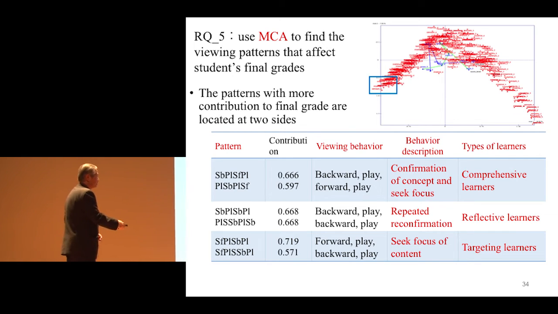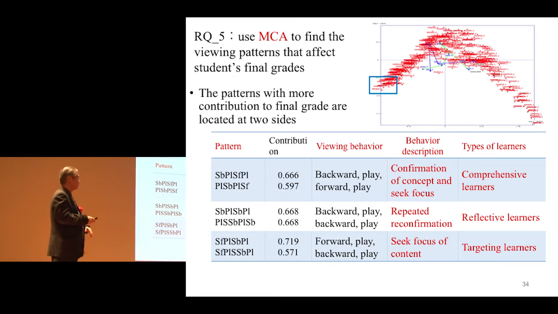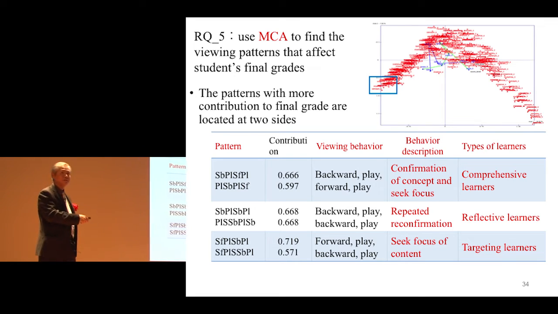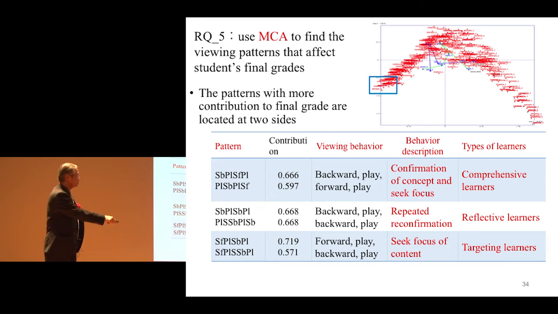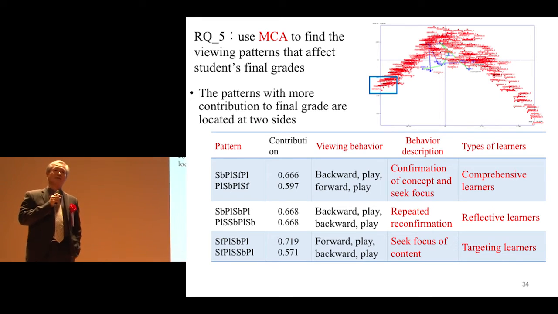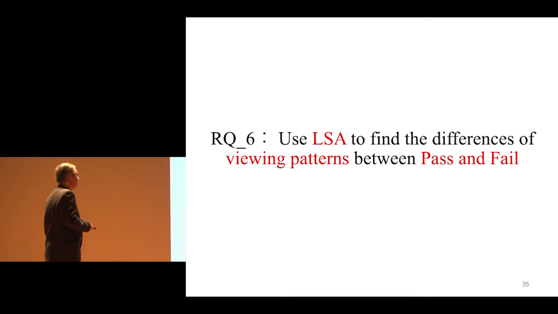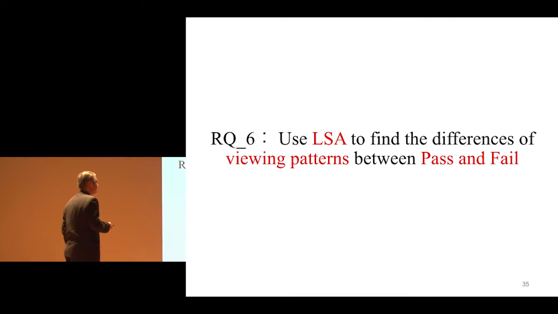And also for students who repeated confirmation, then they probably are reflective learners. And for students who move forward, seek focus, they probably are target learners. All the 3 types of learners pass the course. So we further would like to use the LSA to find the difference of viewing pattern between pass and fail.